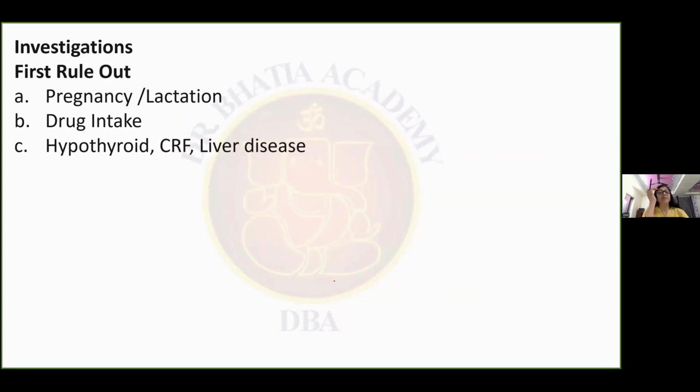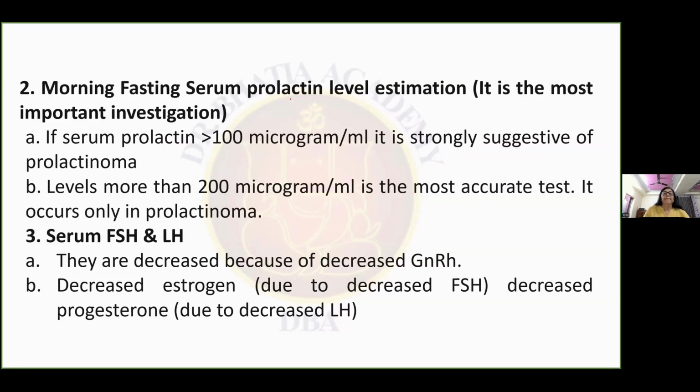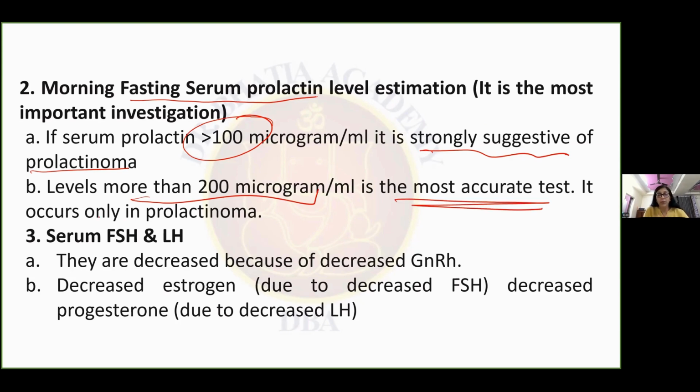To investigate, the very first step is to rule out pregnancy or lactation, then take a detailed drug history, rule out hypothyroidism, and kidney and liver failure. Then measure the fasting serum prolactin, and it should be a pooled sample. If serum prolactin is more than 100, it is strongly suggestive of prolactinoma. But if the level is more than 200, we are most accurately diagnosing prolactinoma. There will be low LH and FSH because of the decreased GnRH, decreased estrogen because of the low FSH, and decreased progesterone because of the low LH.